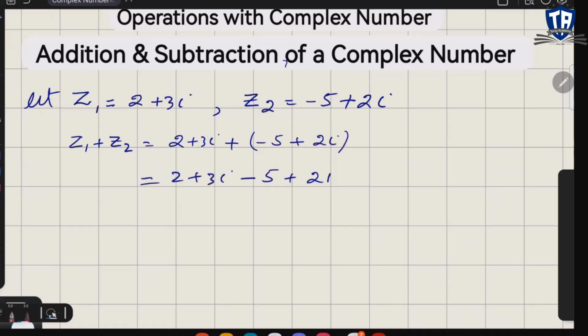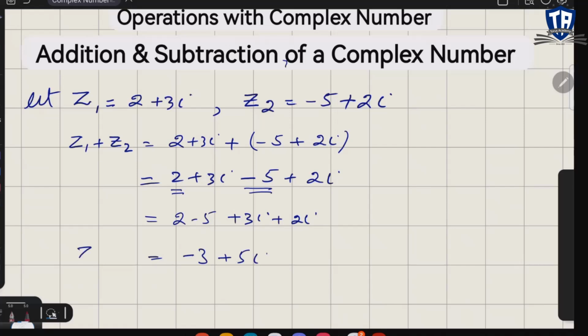When you look at this step, you would see that 2 is without iota, so it is a real part. Minus 5 is without iota, so it is also a real part. In addition and subtraction, the real part will be added or subtracted with the real part, and the imaginary part will be added or subtracted with the imaginary part. So it is 3 iota plus 2 iota. Now, addition and subtraction is simple. 2 minus 5 is minus 3 and it is 5 iota.